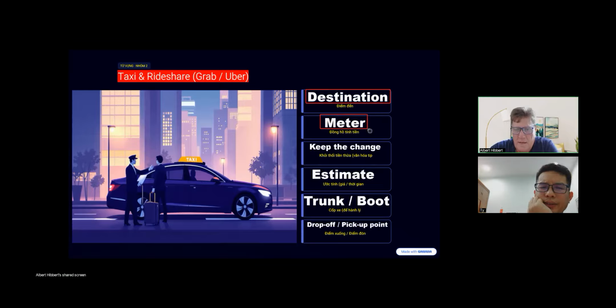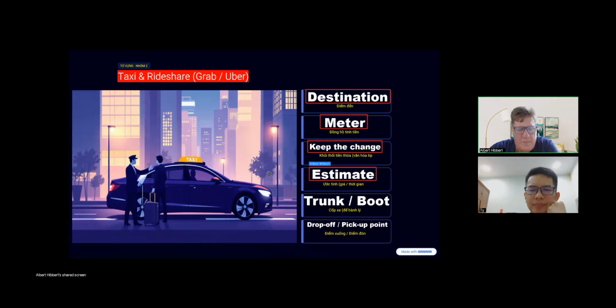The taxi will have a meter. Meter. Yes, and the driver will use that meter to charge you for your ride. Then when you pay for your trip, you can tell the taxi driver to keep the change. You can pay for your ride, and then you can tell him to keep the change.